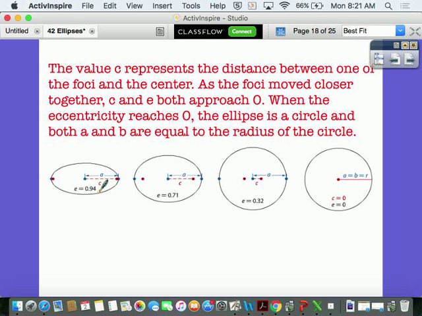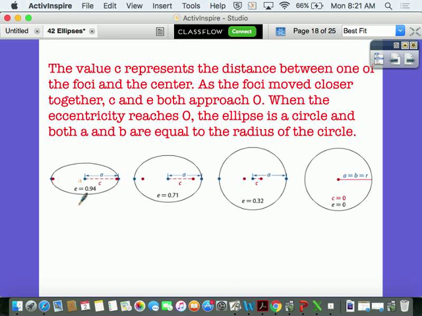All right, as you see, you have c and a, which is basically, remember, c is the distance from the center to one of the foci. And so the ratio between c and a is going to be actually really, really close to 1. So the closer that the eccentricity is to 1, the more of an oval shape it would be. And then the smaller that the eccentricity becomes, the more it's going to be a circle.